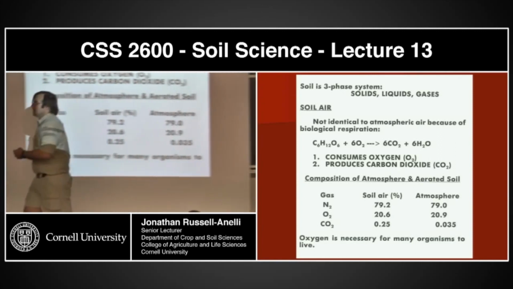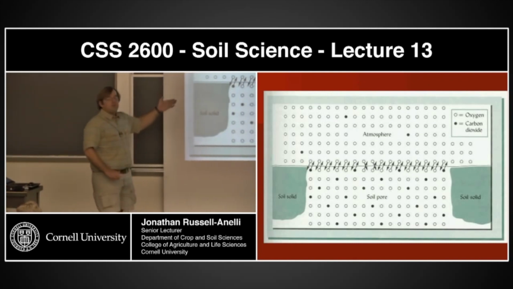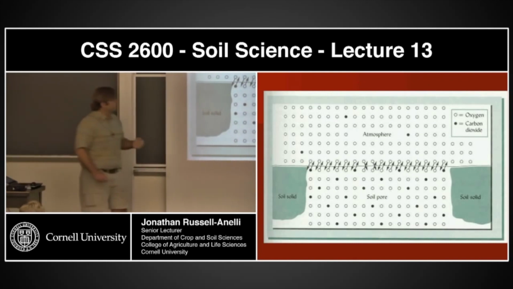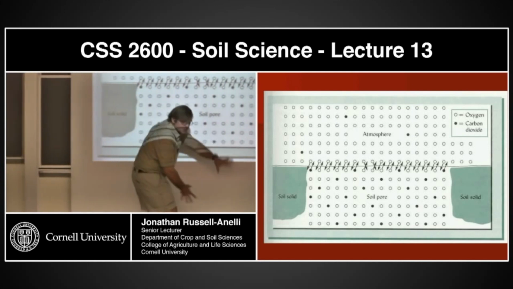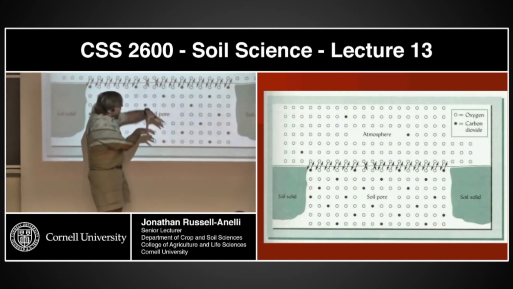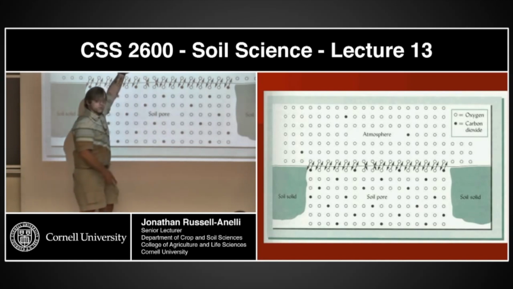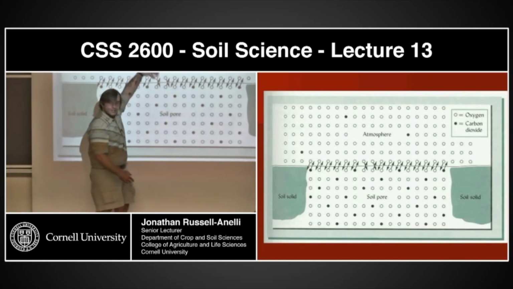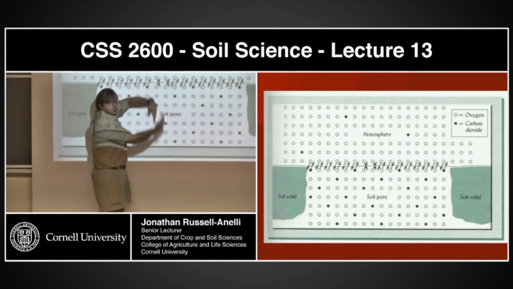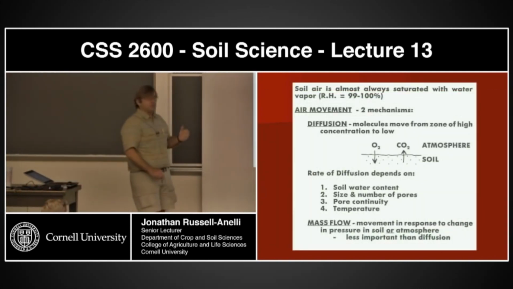Now I think my next slide is a good example. This is why. If this is the soil pore and down here is where all the things are respiring, for that CO2 to get out and for oxygen to get in, because there's no photosynthesis down here, there's nothing producing oxygen down here. It's all being produced up here. So for that oxygen to get in, the CO2 has to exchange. And that exchange is really controlled by diffusion.